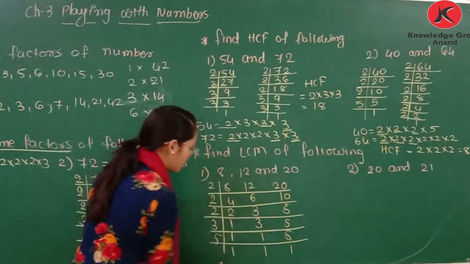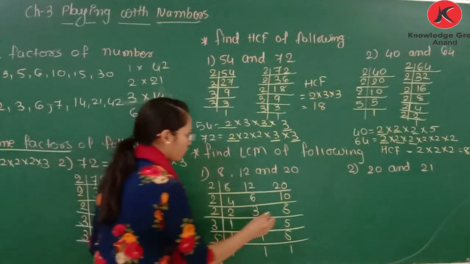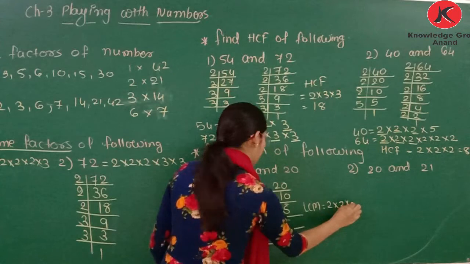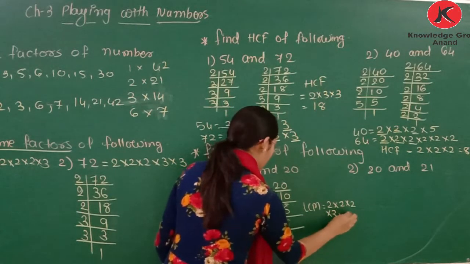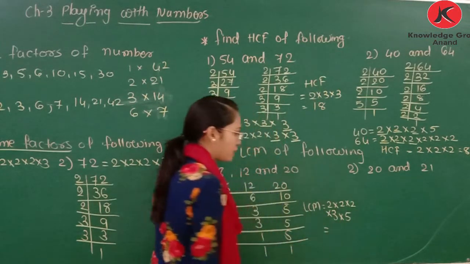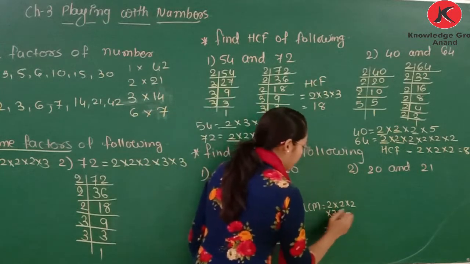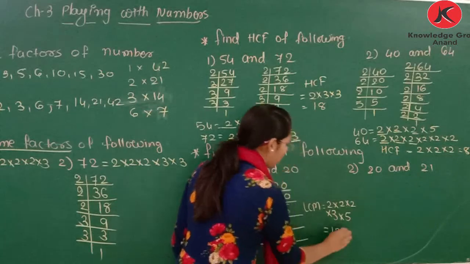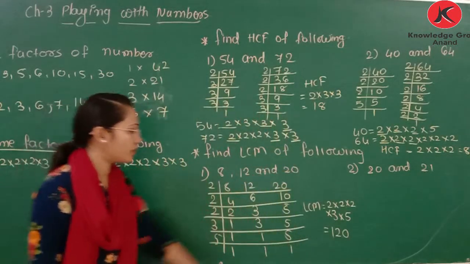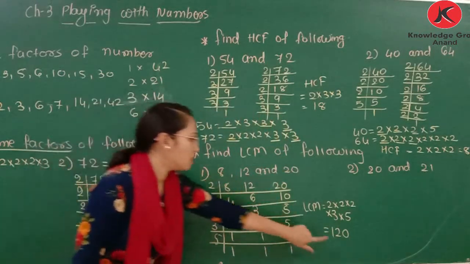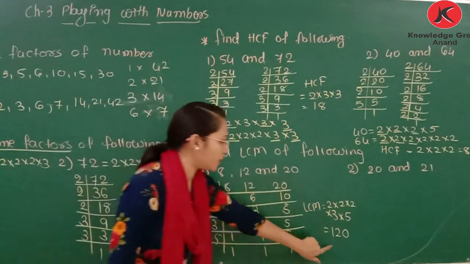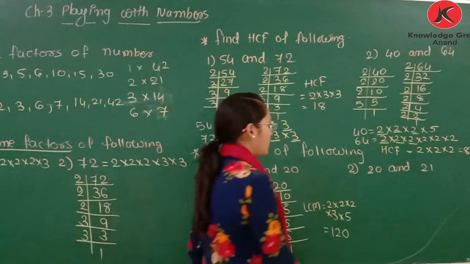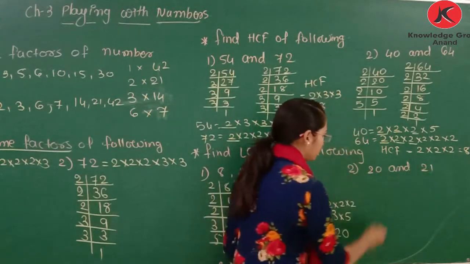So what will be the LCM? 2 multiply 2 multiply 2 multiply 3 multiply 5. 3 5s are 15. 15 2s are 30. 30 2s are 60. 60 2s are 120. So 120 will be the LCM. Means 120 is divisible by 8, 120 is divisible by 12 and 120 is divisible by 20. That is the lowest common multiple.